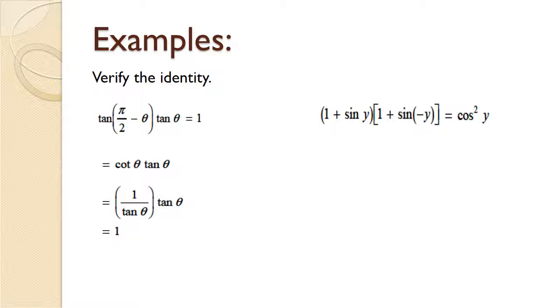For the one on the right, what you want to do is remember that the sine of negative y is negative sine y. And then you're going to multiply those two together, and you get 1 minus sine squared of y, which is cosine squared of y.